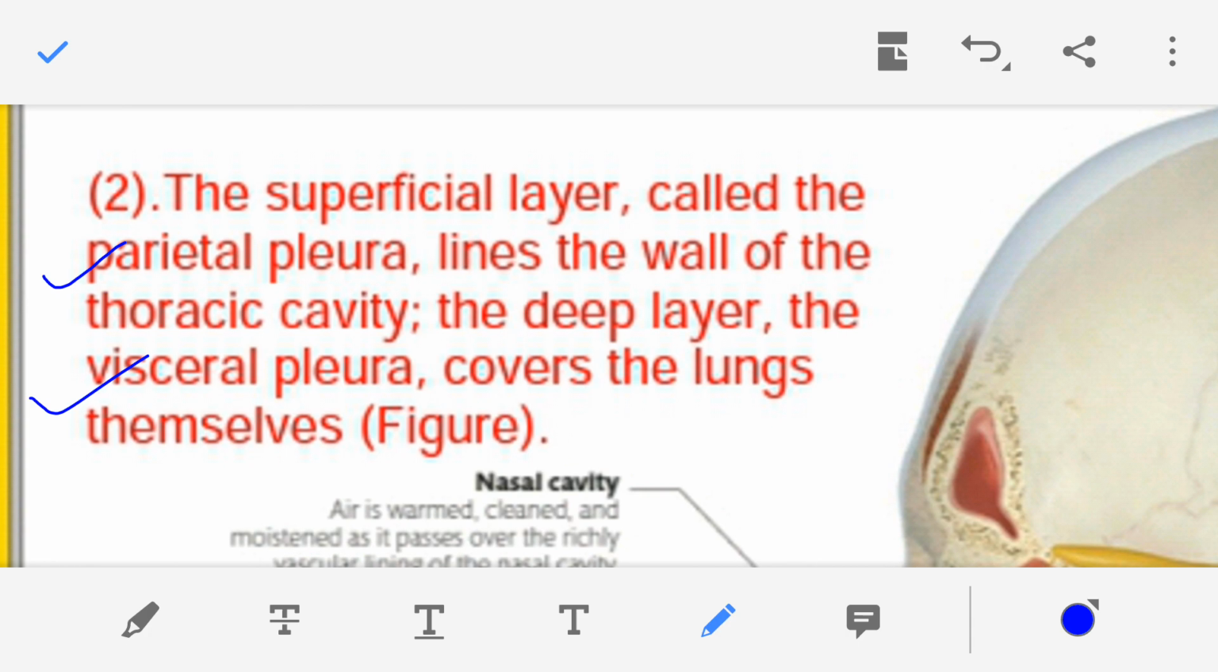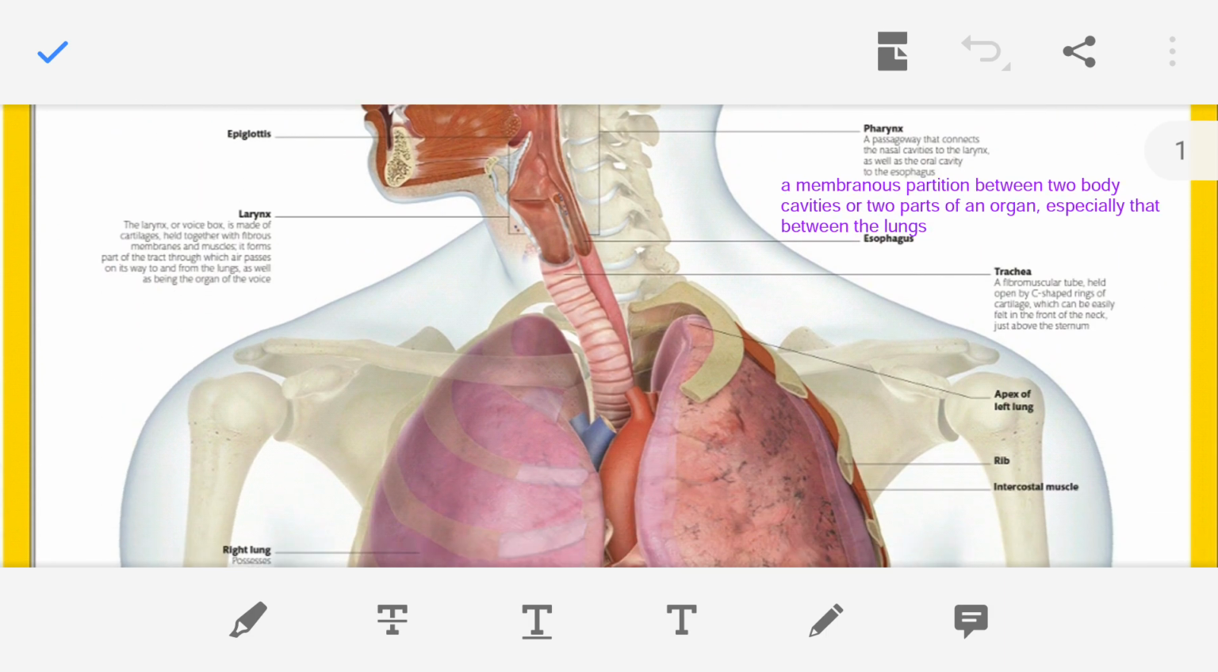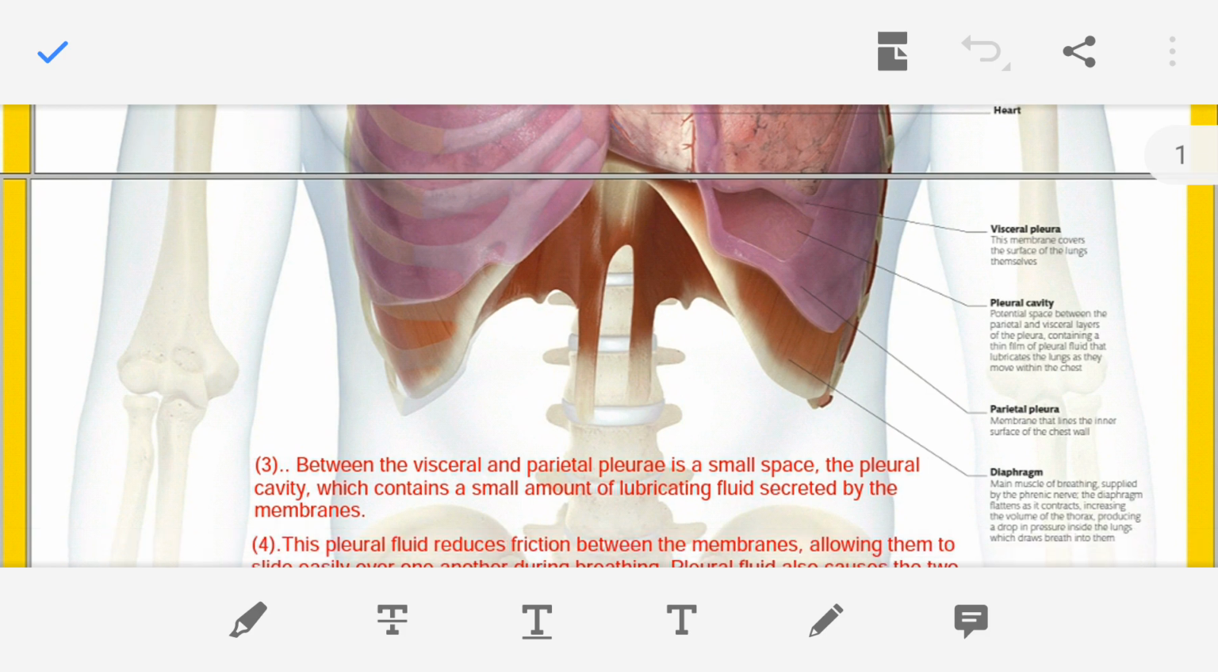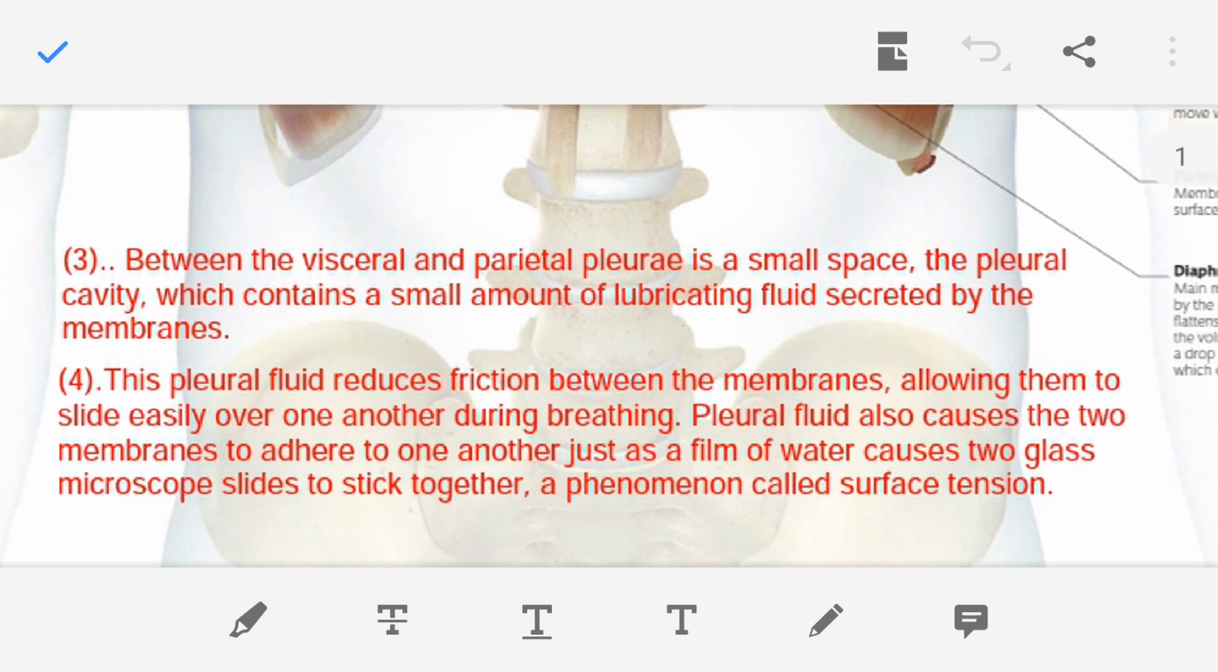Now let's read the point. The superficial layer is known as the parietal pleura, and this parietal pleura lines the wall of the thoracic cavity. The deep layer, which is the visceral pleura, covers the lungs themselves.